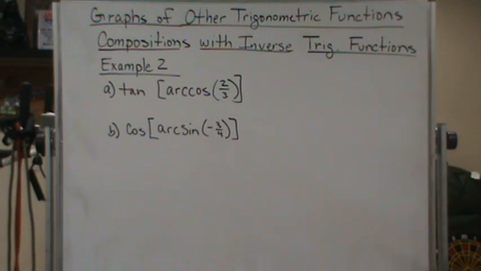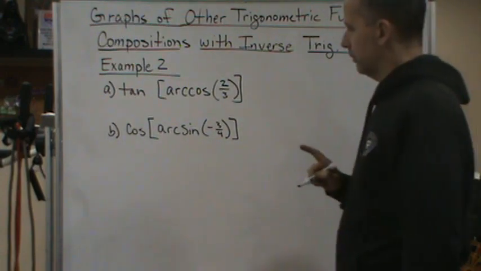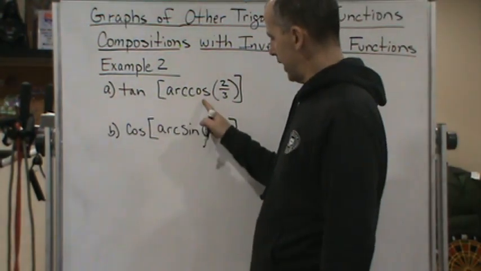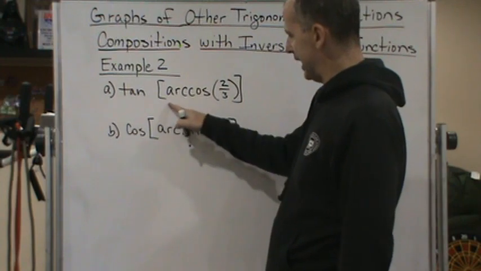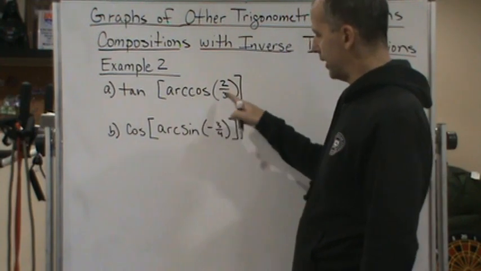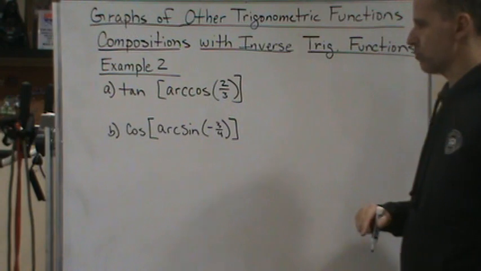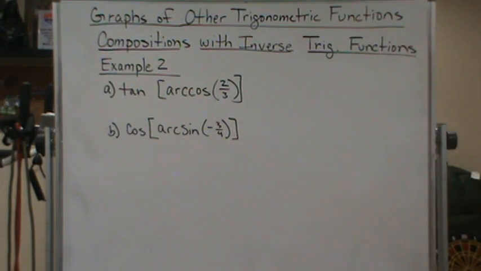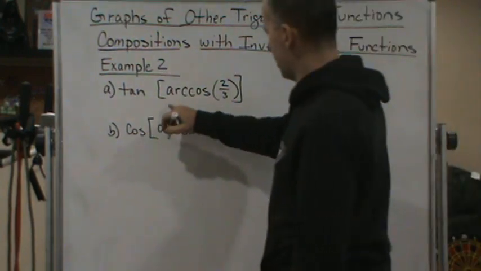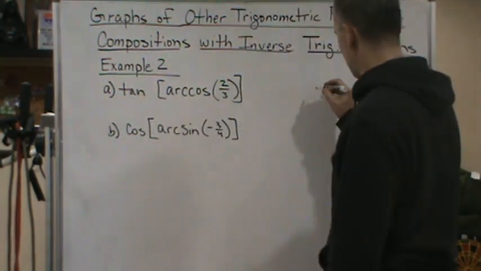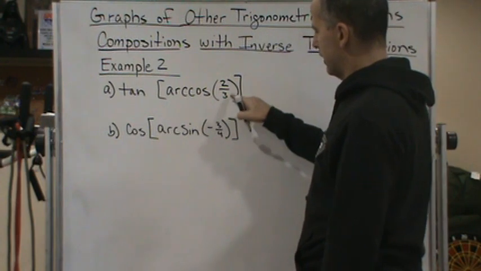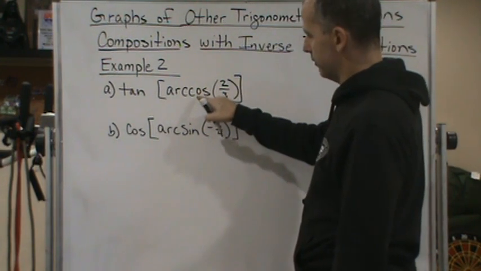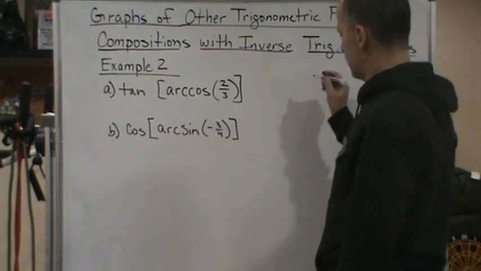So in order to solve, let's do A first. Think about this. We're taking arc cosine of 2/3, so we're trying to find the angle whose cosine is 2/3. Let's start with the inside and work our way out. The first thing I would do is draw this. Now this is 2/3, it's positive. Cosine is positive in the first quadrant.